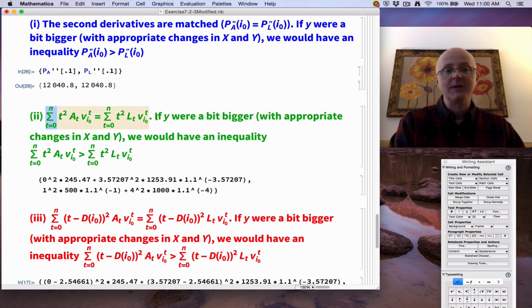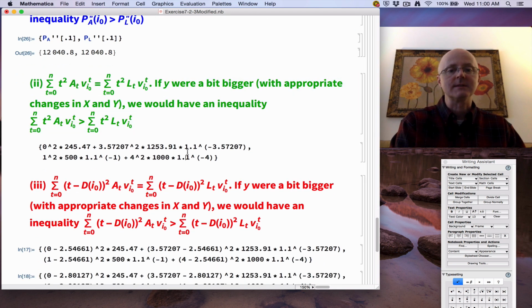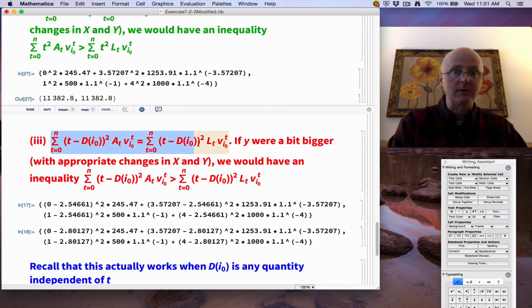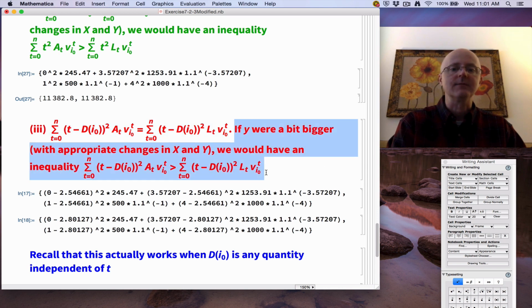These summations are matched. Again, if little y were a little bit bigger, then we'd get an inequality. So these are the summations that you see here. You notice we've got a 0 squared, that's the first t squared, times a0, and 3.57207 squared times a sub 3.57207 times 1 plus I to the negative t power. And then we have the liability cash flow sum. Liabilities of 500 and 1,000 at times 1 and 4. These things are equal. And then these summations are equal as well. And again, you get an inequality if little y were a bit bigger.